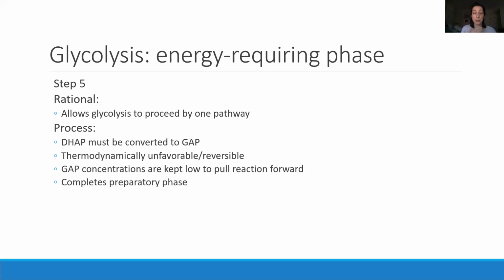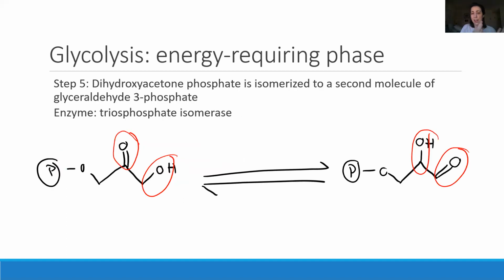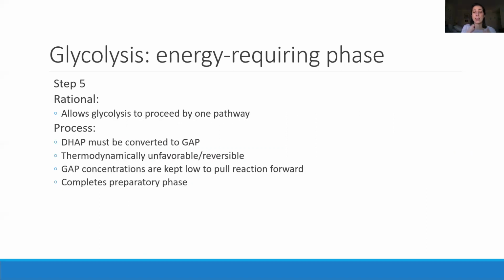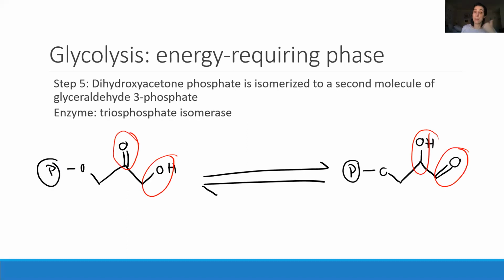The actual process is pretty reversible. Most of these isomerase processes where you're just rearranging molecules are going to be pretty reversible. And again, the way that this is allowed to continue forward, just like I talked about before, is by keeping those GAP concentrations low so that we don't spontaneously convert back into the dihydroxyacetone phosphate. We keep GAP concentrations fairly low, so it's more likely to be pulled towards creating GAP instead of the reverse.